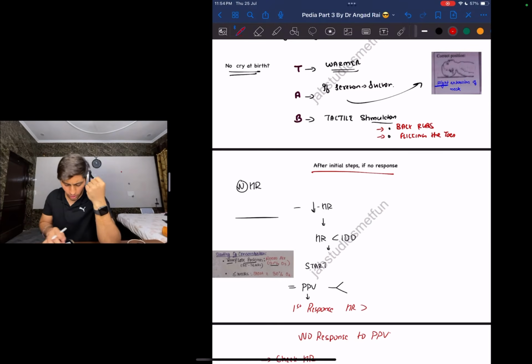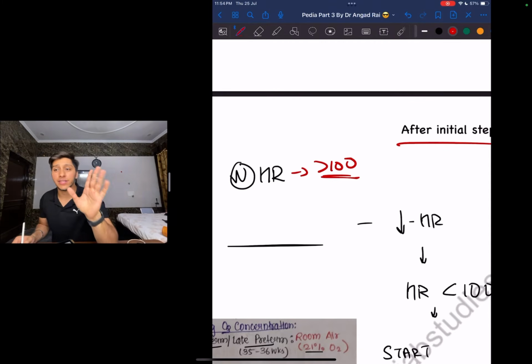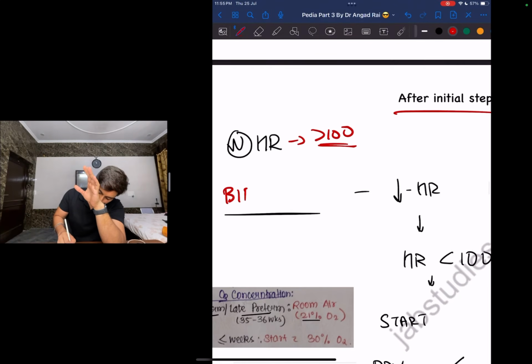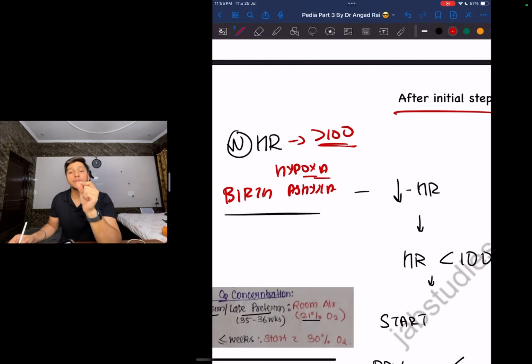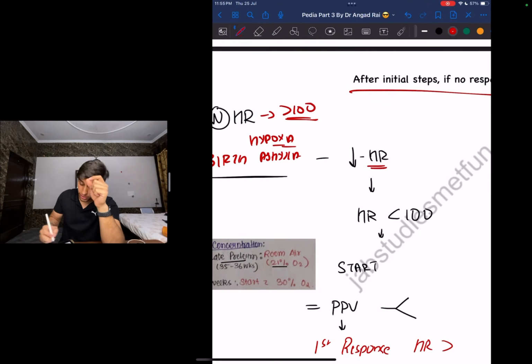Now, normal heart rate in general is anything more than 100. That's why in Apgar also we gave it a 2. But if the heart rate is reduced in a newborn, mostly we think about birth asphyxia, because there is hypoxia. So if the heart rate is low, since we did temperature, airway, and breathing, next is C, that is circulation. If you find the heart rate is less than 100, we have to start giving the baby oxygen because the cause is hypoxia.